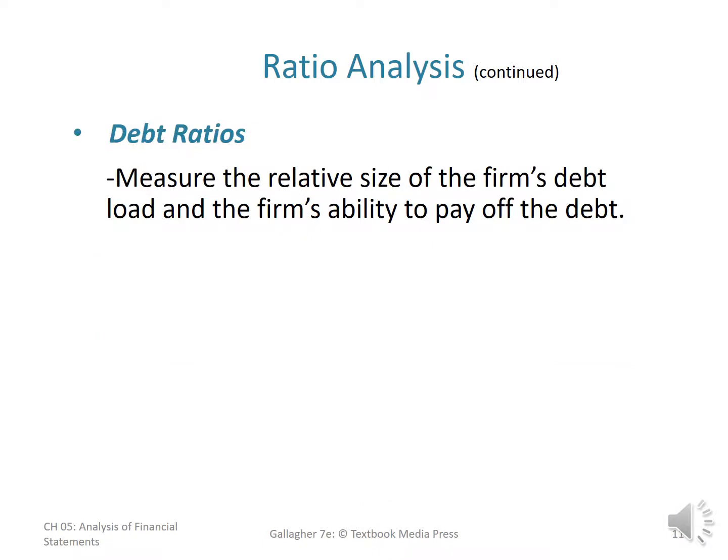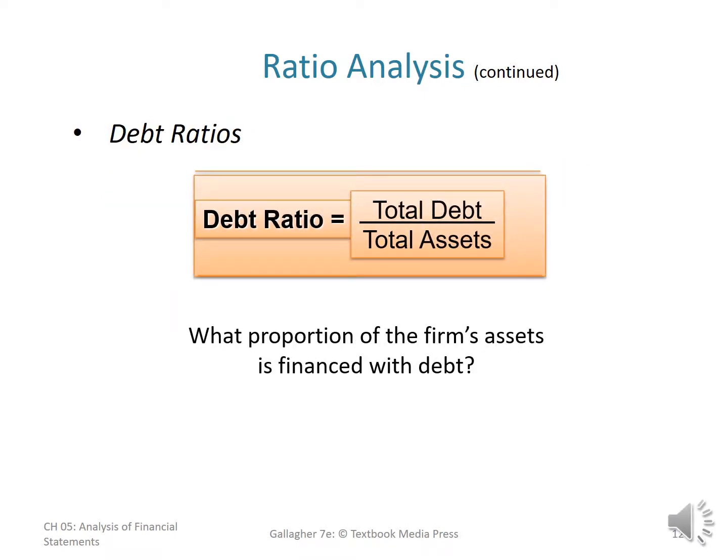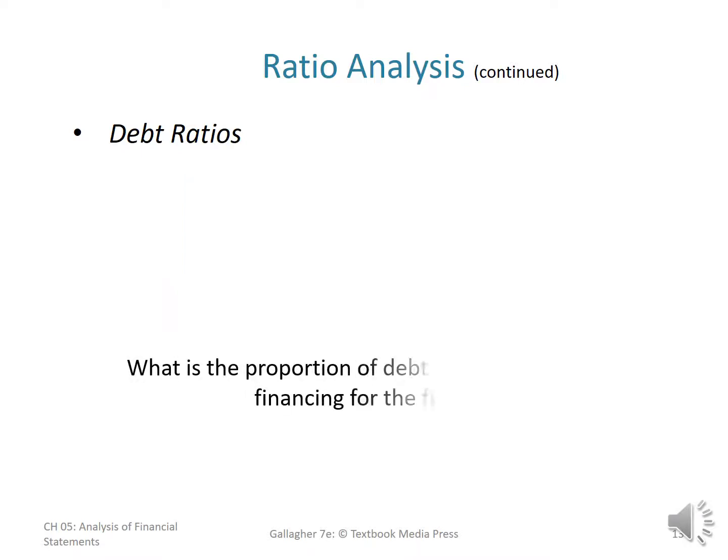Debt ratios measure the relative size of the firm's debt load and the firm's ability to pay off the debt. Debt ratio equals total debt divided by total assets. It measures what portion of the firm's assets is financed with debt.